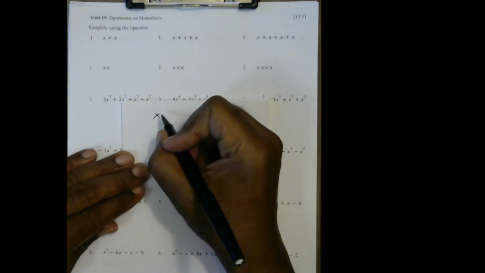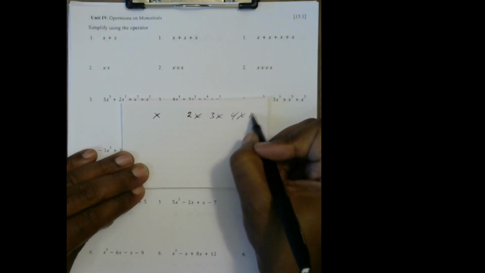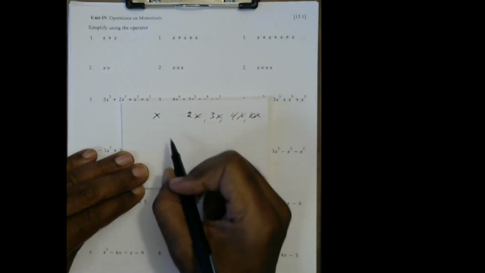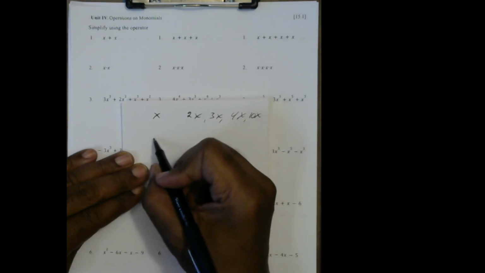Okay, here we're going to start the process of collecting like terms, which means adding and subtracting. Now, what is a like term? A like term for x would be anything like a 2x, a 3x, and a 4x, even a 10x. All of these are like terms. So if it's a like term, they can be added or subtracted.